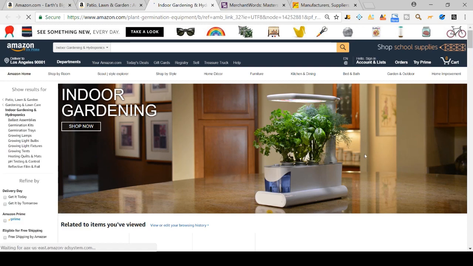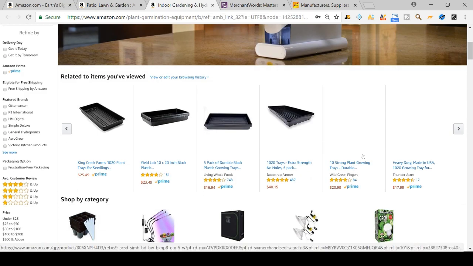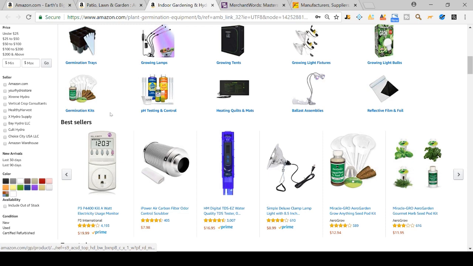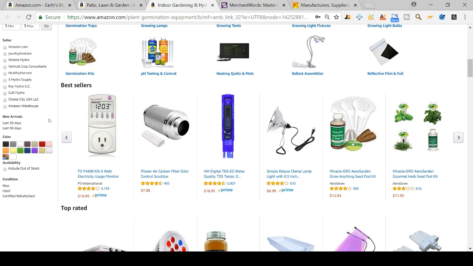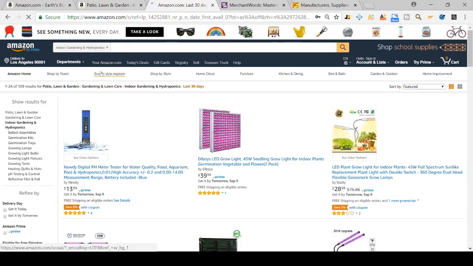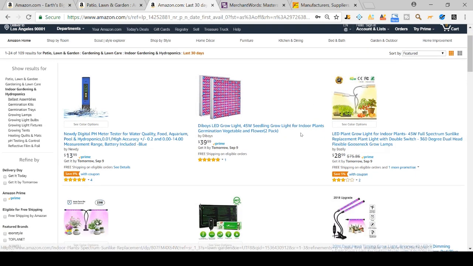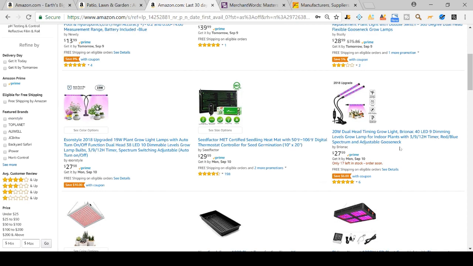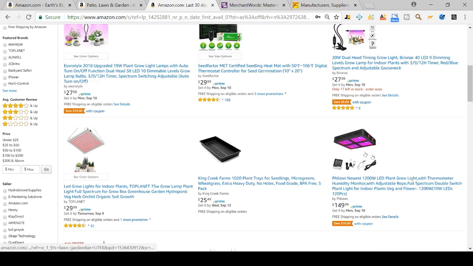And here we are on the indoor gardening page. On the left hand side, we are going to set some filters. You see, this is the new arrivals, and we are going to first see if we can find something which has been launched in the last 30 days. So we will click on that, and now the products that you see here are launched within the past 30 days.